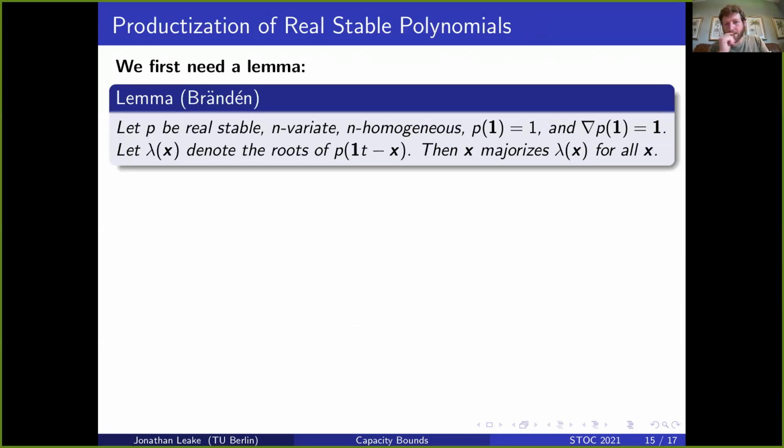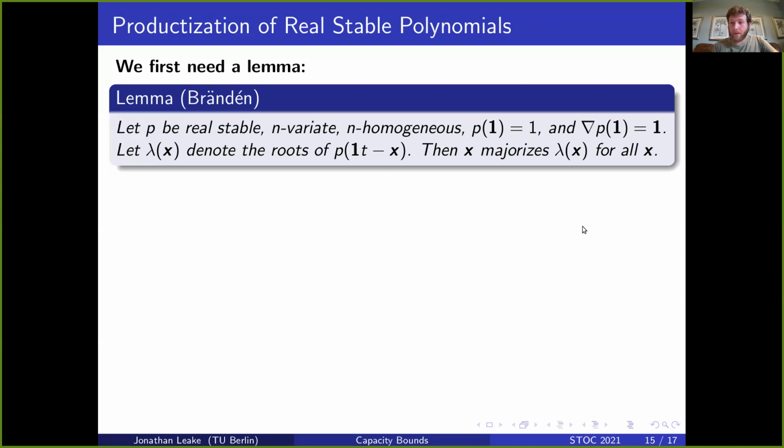The second part then is this productization. We know that we have the bound for product polynomials. We want to take our real stable polynomial and link it up with this product polynomial so that we can transfer the bound to real stable. And the key lemma there is due to Brändén, which basically says in the case that the marginals are the all ones vector, so this specific case, we have this majorization result where you take an x and then you look at the roots of the linear restriction through that x and you get this majorization relation.